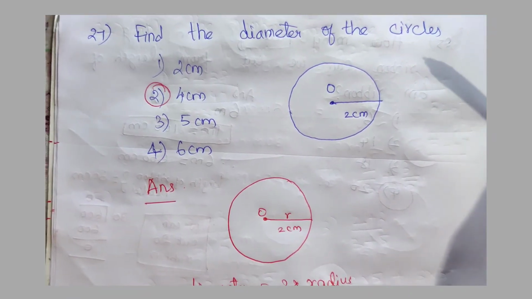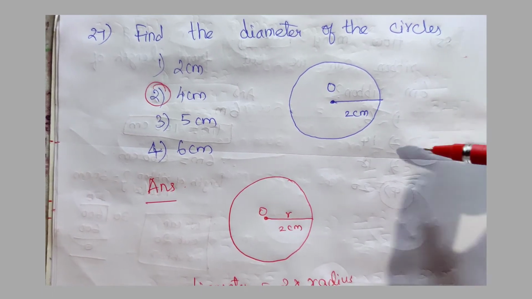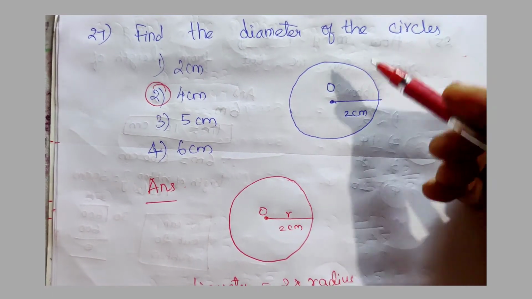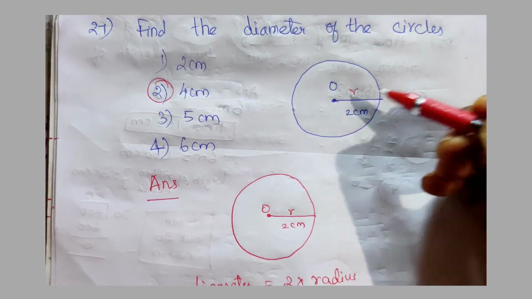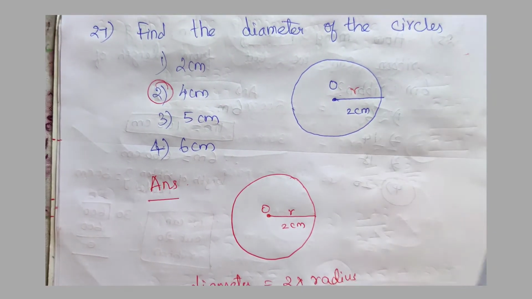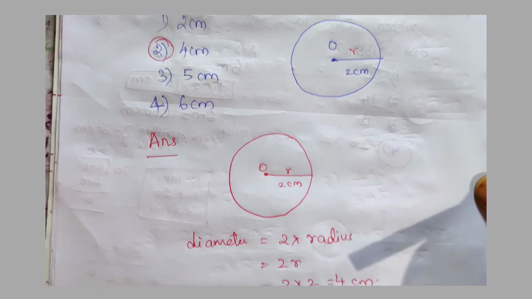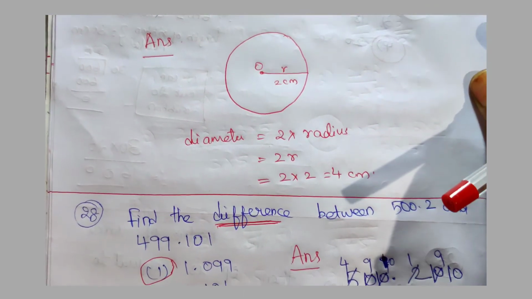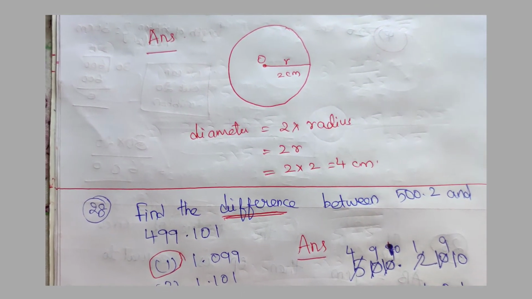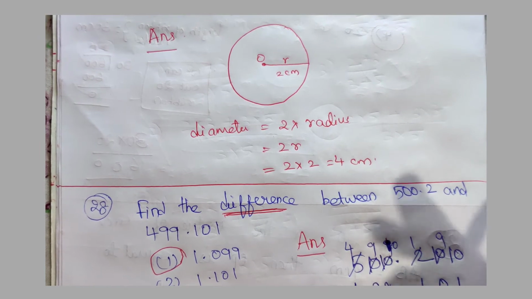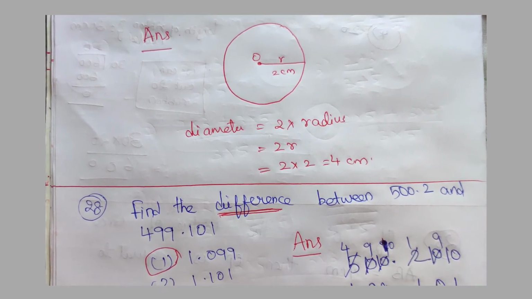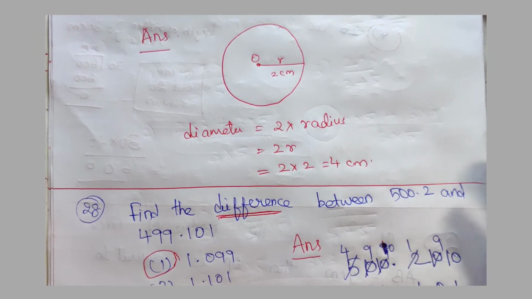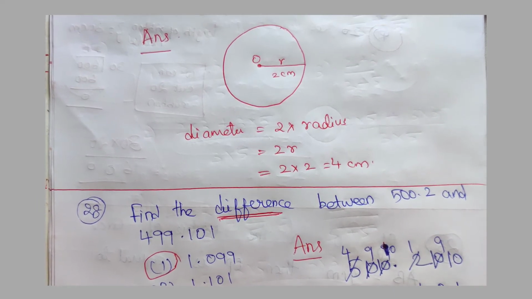Find the diameter of the circle. Here they have given the radius, half of the diameter. So you have to find the diameter. What is the formula for finding the diameter? 2 into radius. If you want to find the radius, the formula is diameter divided by 2. But if you want to find the diameter, the formula is 2r, that is 2 into radius.